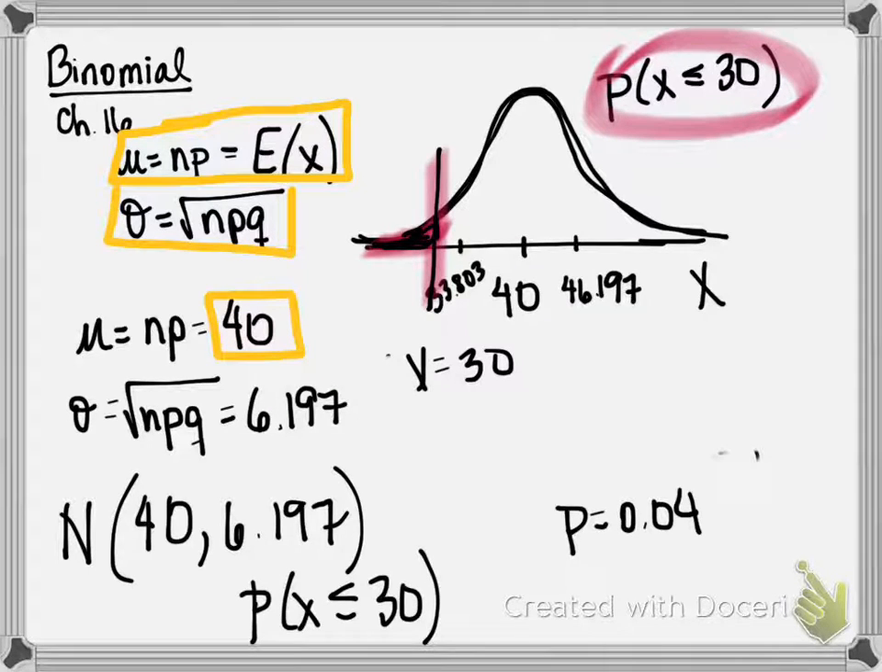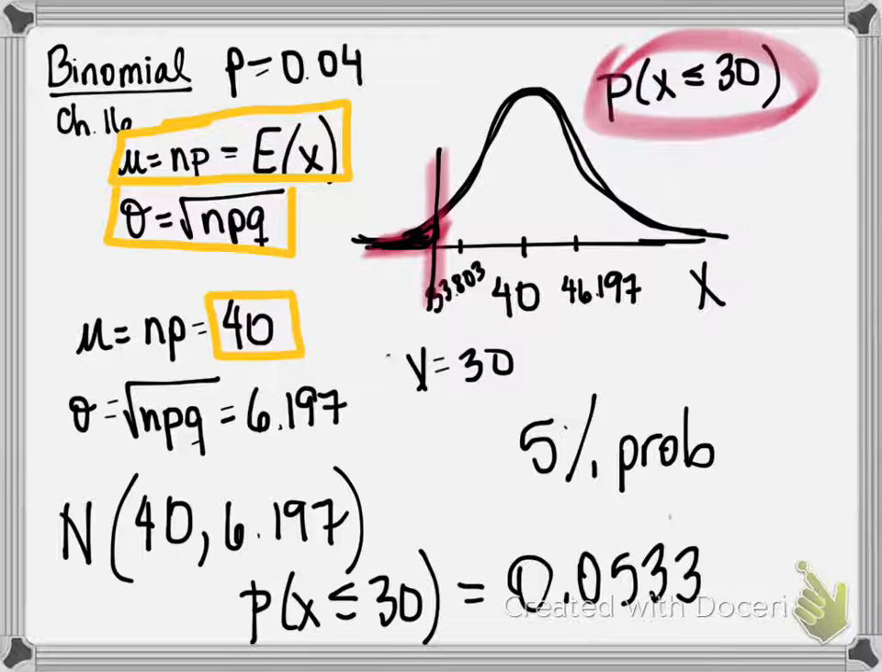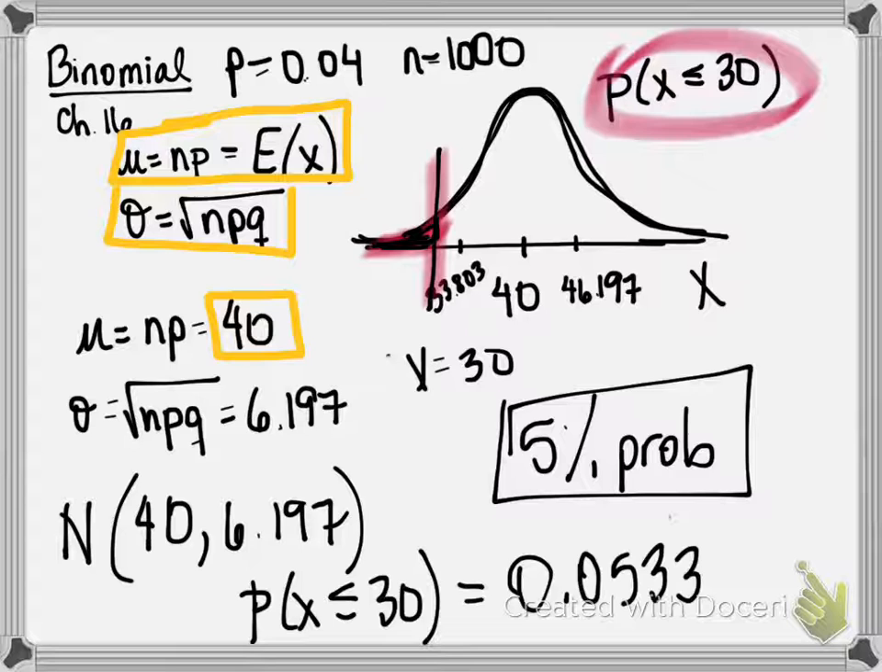So we'll go ahead and do this in StatCrunch under Stat, Calculators, Normal, and we can find the probability that x is less than or equal to 30. When I plug that into the StatCrunch calculator, I get 0.0533, or about a 5% probability. So assuming that p is 0.04, you have a 4% probability of having a leak at any one pipe. You examine 1,000 pipes, and the probability that at most 30 pipes will have a leak is about 5%, or 0.0533.